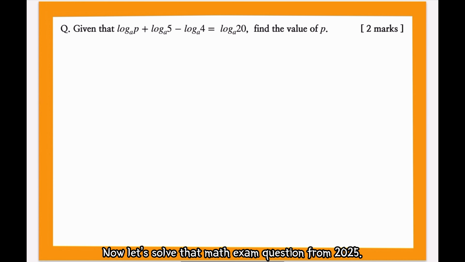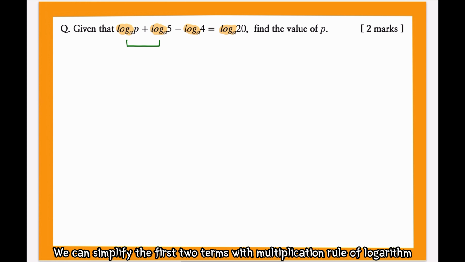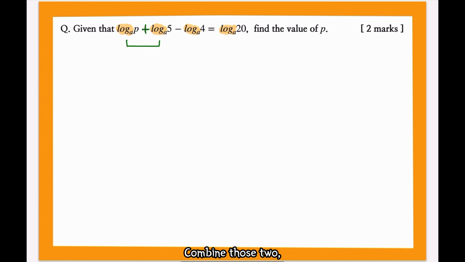Now let's solve Add Maths exam question from 2025. This question is worth 2 marks. We can say that the bases are all same. So let's simplify the left-hand side step by step. We can simplify the first 2 terms with multiplication rule. Combine those two, we get log base a of p times by 5.